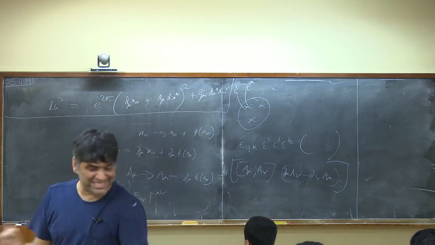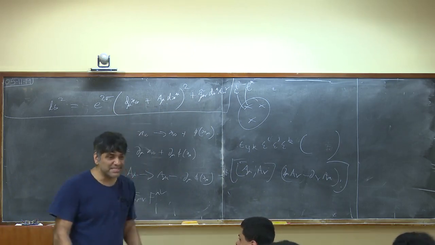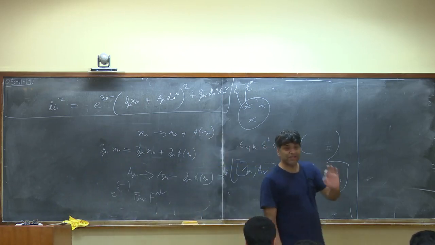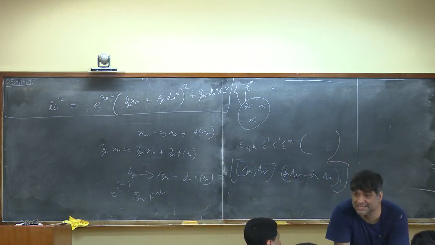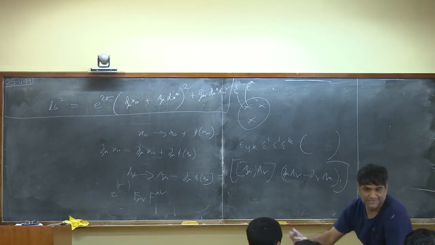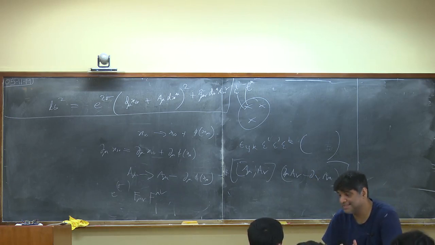We can work on the details later on, but it's clear on general grounds that this is the form of the action. So whenever you have gravity in a theory with a circle, you have one massless gauge field. This is called the Kaluza-Klein gauge field. It's got a very simple origin, as you've seen. Is this clear? Well, it's a massless gauge field.